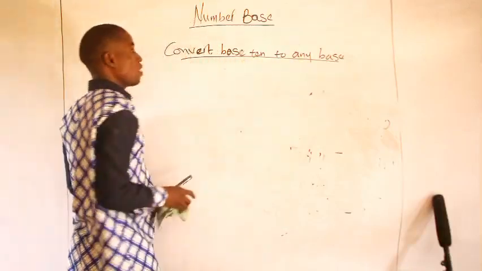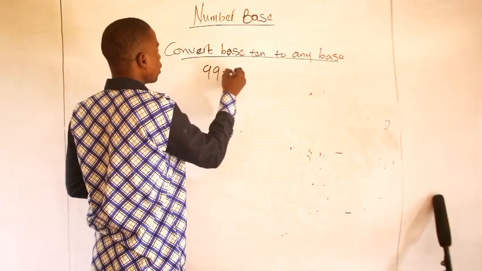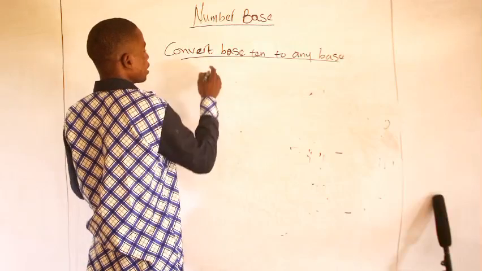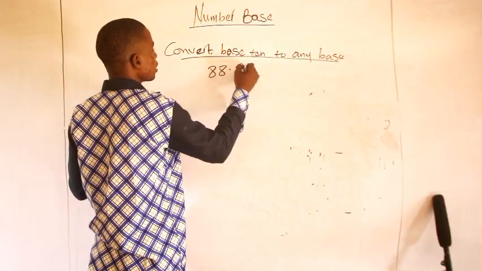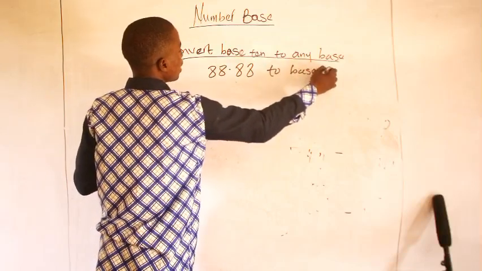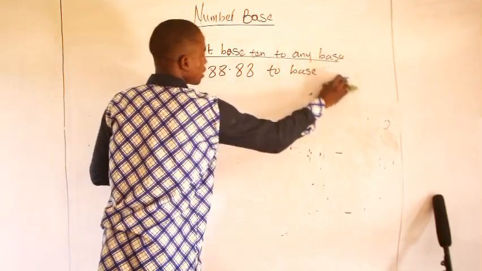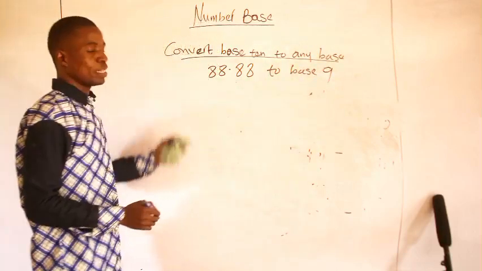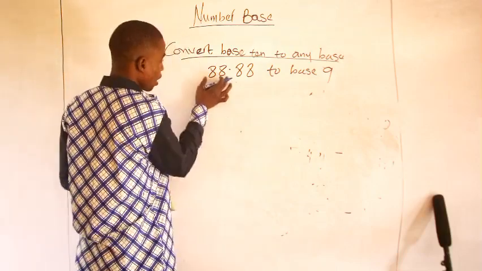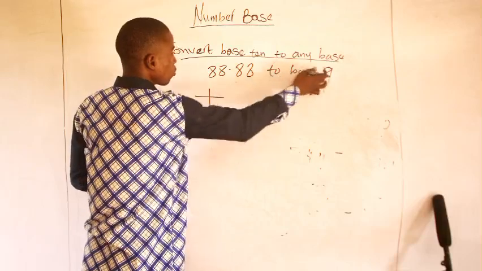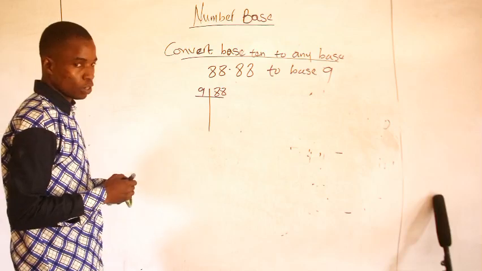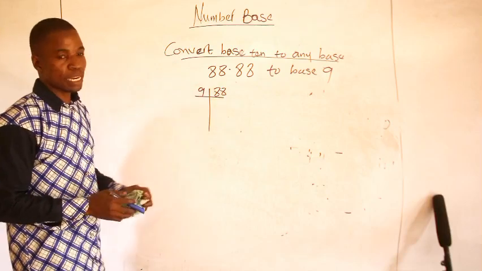Well, they said you should convert 88.888 to base 9. Let us convert it to base 9. 88 to base 9. What will be the answer? Convert this one first. What is here? 88 and what? 9. This one divided by this is what? Press the calculator. This one divided by this.